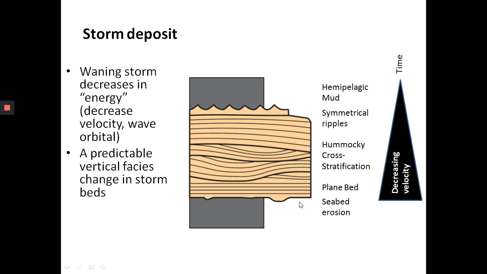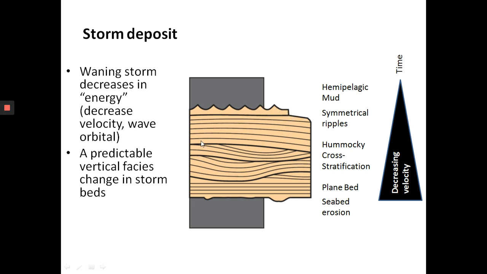Then the flow velocity starts to wane, decreasing in velocity. You start to get plane beds developed once you have deposition starting. And then as you further decrease the velocity, hummocky beds start to develop, and when you further decrease the velocity, your velocity is very slow now, you start to get smaller bedforms developing on top, which might even be finer grained, and you get symmetrical ripples.